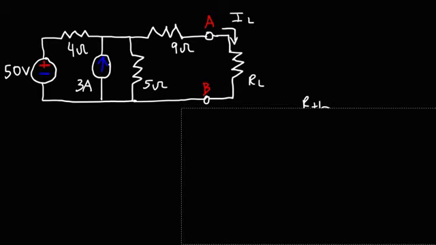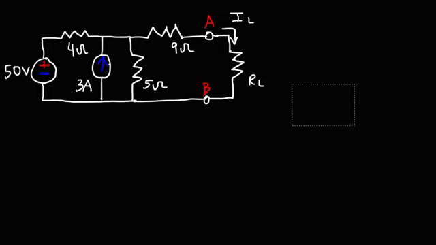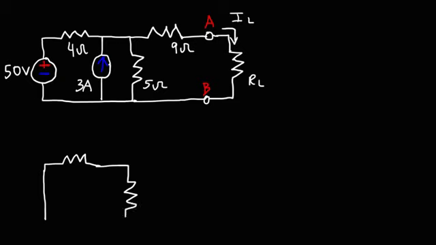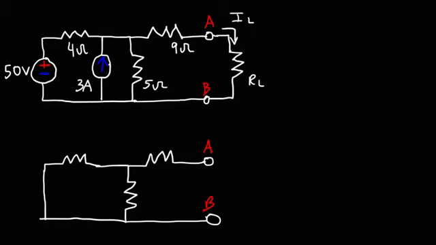So let's find the Thevenin resistance first. What we need to do is redraw the circuit. We're going to replace the independent voltage source with a short circuit. The independent current source will be replaced with an open circuit, so we're not going to draw anything there. And we're going to draw what is left over from point A to point B. So we're going to take out the load resistor. What we need to do is calculate the equivalent resistance of this circuit from points A and B.